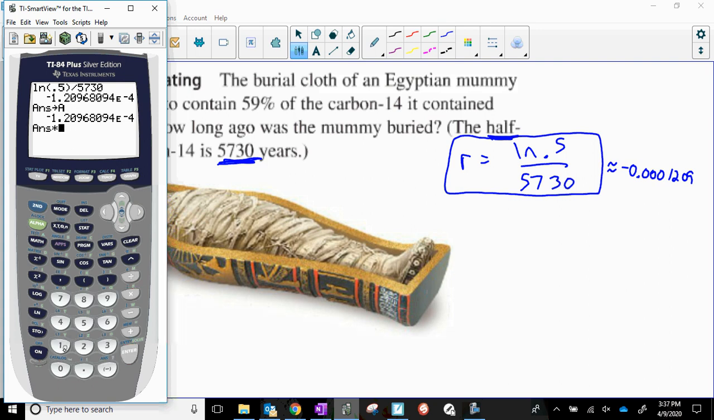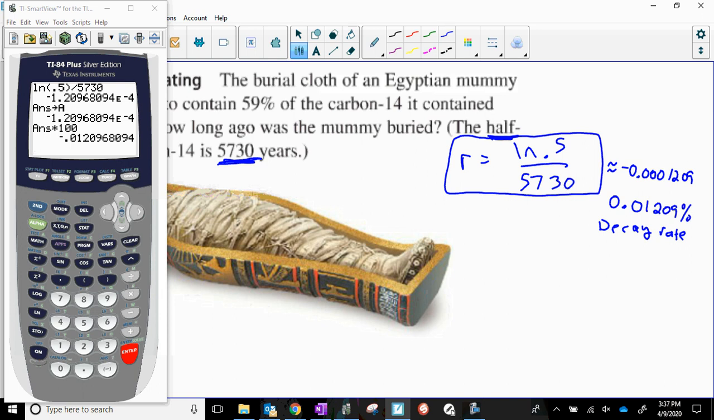If you want this as a percentage, you would times by 100. When we write percentages, we don't write the positive or negative. So it has a decay rate of way less than 1%. So if somebody's asking the rate of decay as a percentage, that's how you would write it. I'm good with any of these three representations of the rate of decay.